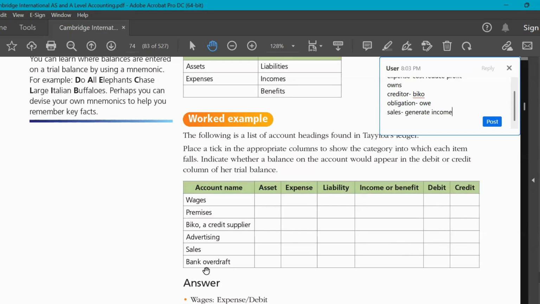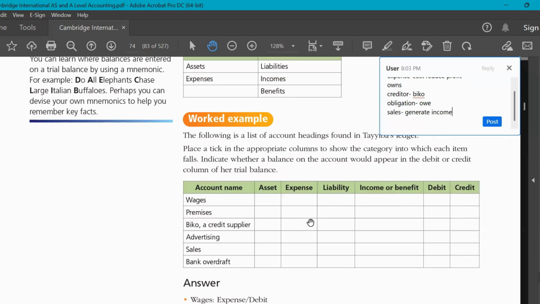And last but not least is the bank overdraft. When we say overdraft, it means that the business owes money to the bank. You have the obligation to pay the bank. So that's really a liability, and liabilities increase on the credit side. So overdraft is recorded as a credit balance.